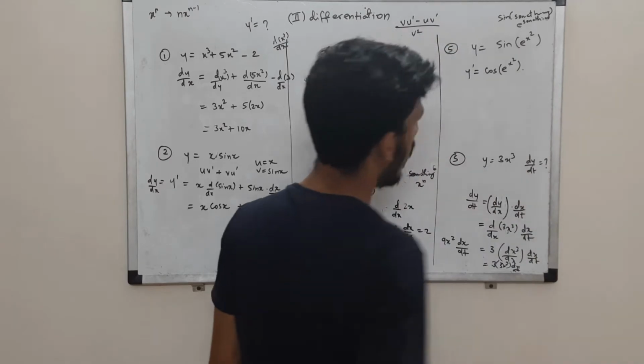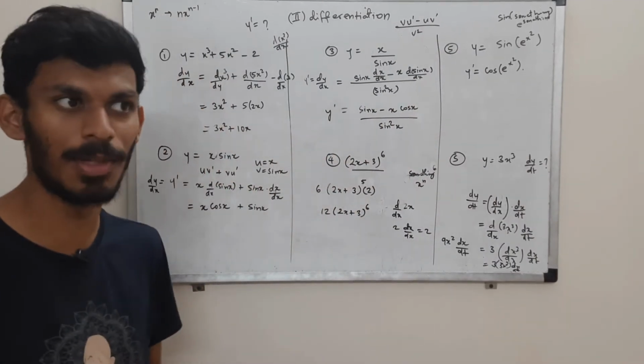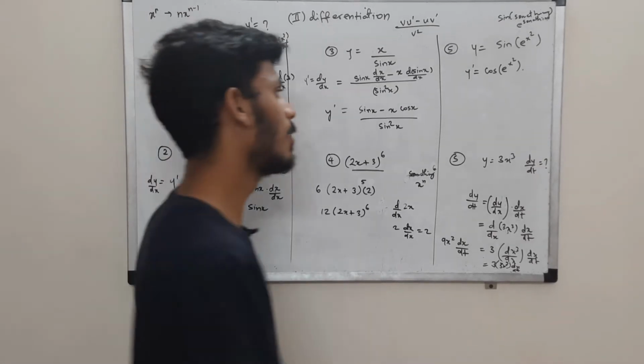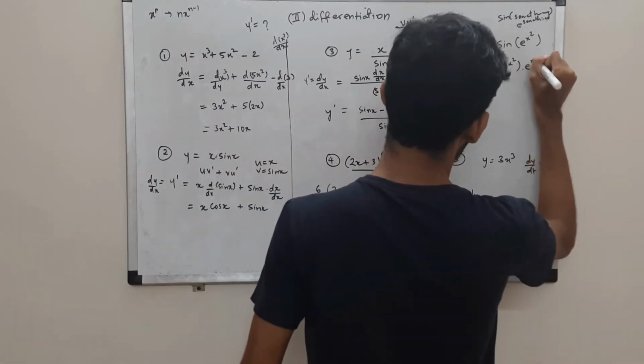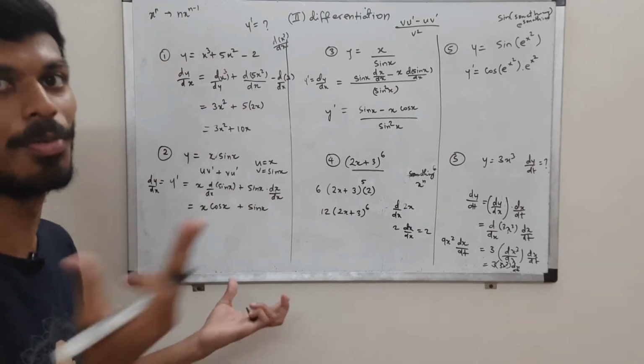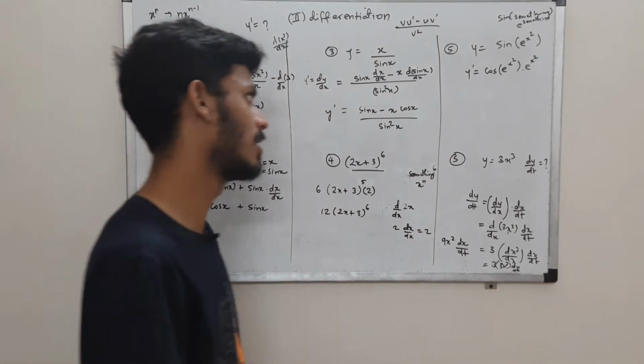So what is the derivative of e to the power something? E to the power x, the derivative is e to the power x. So e to the power x square, the derivative is e to the power x square. You just have to multiply the derivatives. Okay, that is the chain rule.